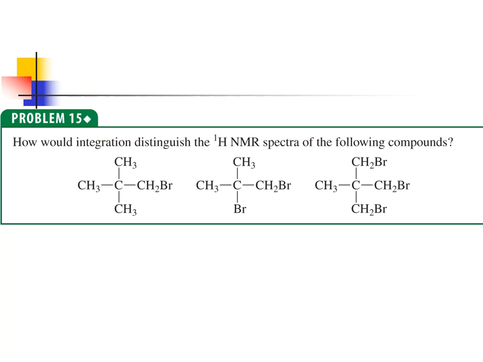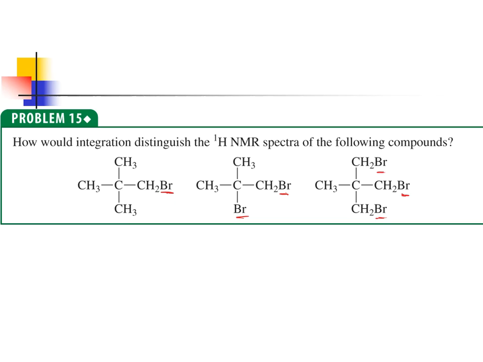Okay, so let's take a look at problem 15. It concerns integration. It says, how would integration distinguish between the NMR and the following example problem? So I see very similar things in all of these molecules, right? The difference, though, is that on the first one I see 1 bromine, and then here I see 2 bromines, and then here I actually see 3 bromines.